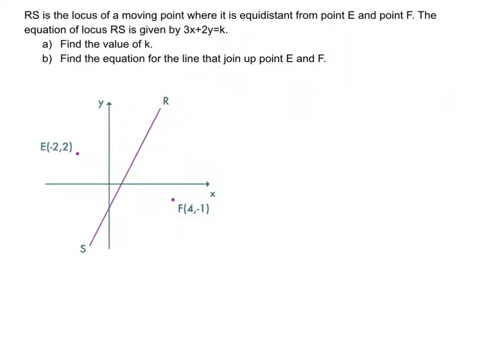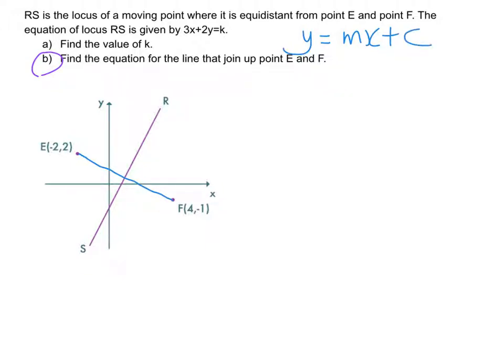Right, now we want to do B. Find the equation for the line that joins up E and F. So the line is this one. We want to find the equation for this line. So the first thing we want to find is the gradient. The form of the equation is y equals mx plus c. And first we want to find the gradient.